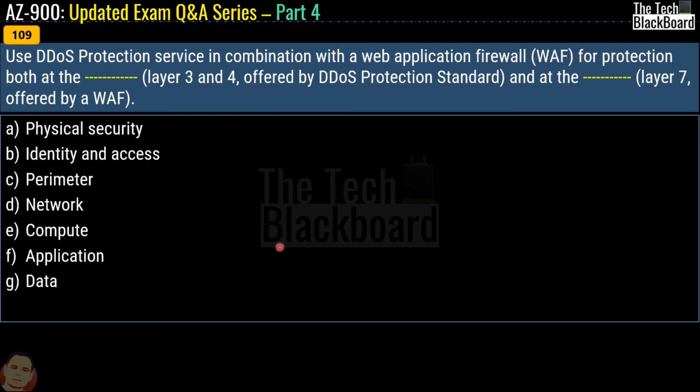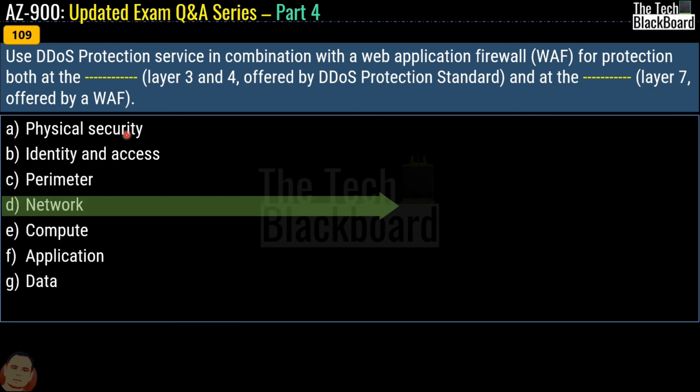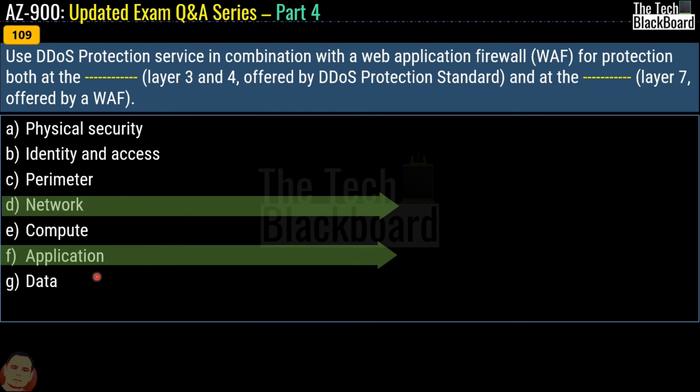Moving on with question number 109, the question says to use DDoS protection service in combination with a web application firewall for protection at both Layer 3 and Layer 4 offered by DDoS protection standard and the Layer 7 offered by WAF or web application firewall. Your options are physical security, identity and access, perimeter, network, compute, application and data. And the correct answer for the first blank is network, and the second blank is application.